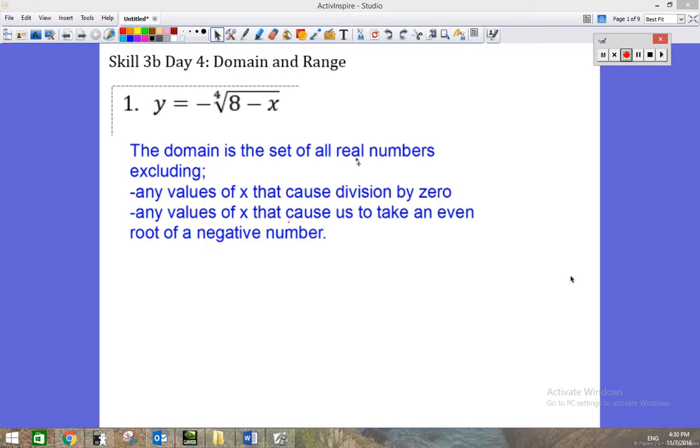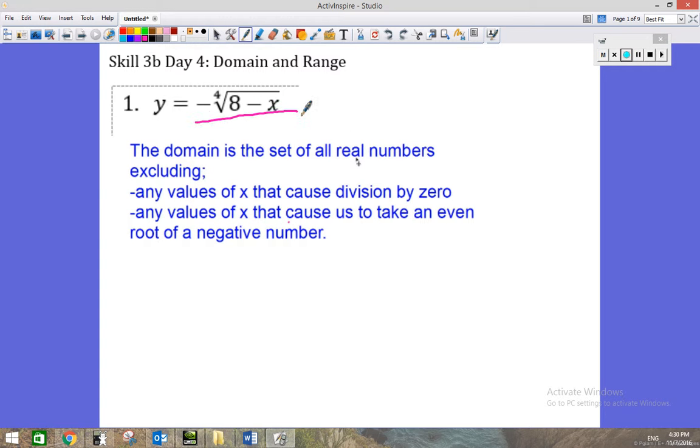Alright, so I'm back. I went and cut and pasted my thought process, what I always go through every time I'm finding the domain given an equation. So here I'm given an equation, a relation between y and x. I know the domain is the set of all real numbers, excluding any values that cause division by 0.